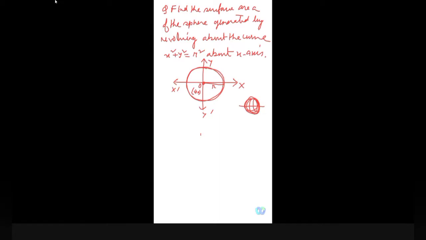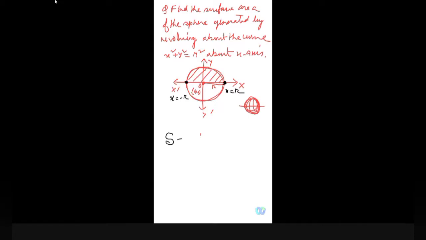Okay, we revolve about the x-axis. We can revolve this surface area. This is a particular area we are going to revolve about the x-axis. At this location, what is the value of x? The value of x is minus r, and at this location x is equal to r, because both the points lie on the x-axis.